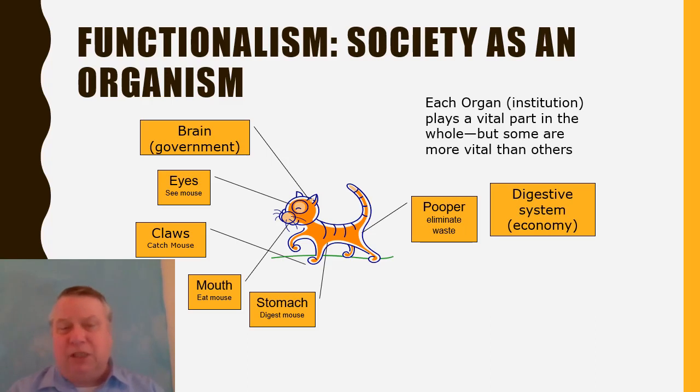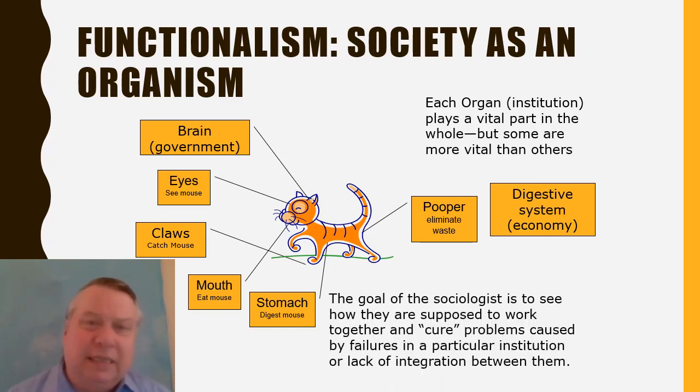Now, of course, some parts may be more vital than others, right? So maybe you could get rid of one claw, you would still be able to survive with another. But you couldn't get rid of the brain because then the whole body would just flop down and it would die.